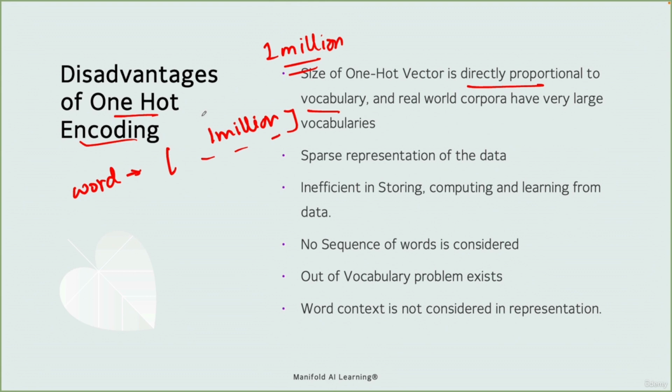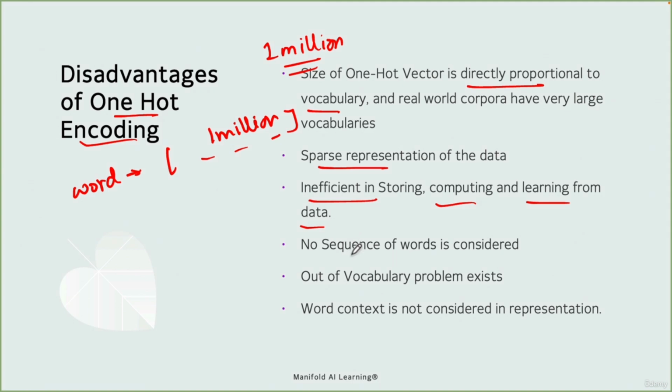So as a result, this will cause sparsity when we are representing the data. Now, when sparsity comes into the picture, obviously this would lead to inefficiency in storing, inefficiency in computing, as well as in learning the pattern from the data set. So this is one major disadvantage that we have when we are working with this one hot encoding technique.